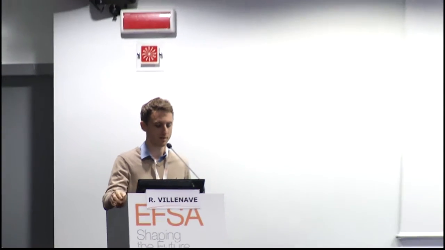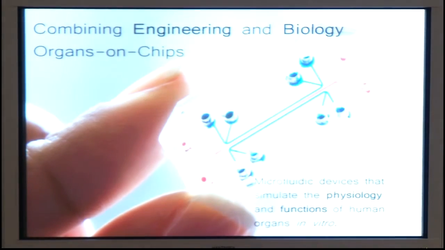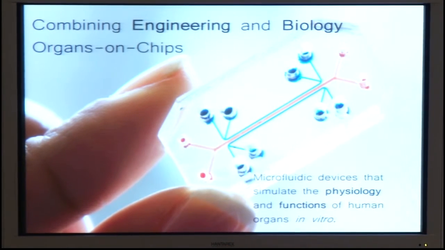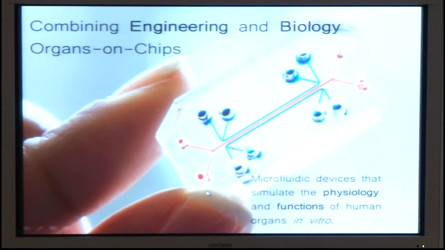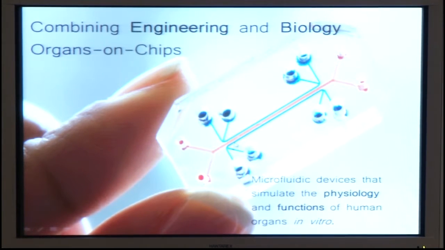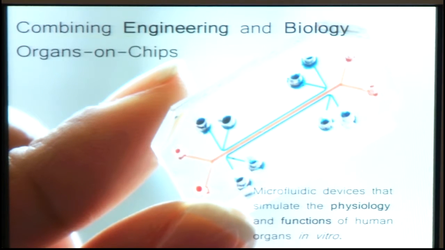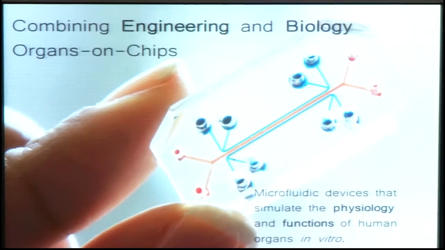These are small microfluidic devices. As you can see here, they are made of transparent polymer. They are called chips because they are microfabricated using fabrication methods from the microchip computer industry. And as you can see, you have hollow channels inside that contain the cells. It can be human cells or animal cells. And these cells will reproduce or simulate the physiology and function of human organs in vitro.